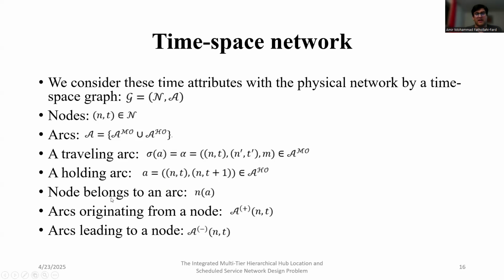Another very conventional concept is that we can define the arcs originating from a node using this notation, A plus (n, t), and for the arcs leading to a node we can define it as A minus (n, t). And to also explain that if a node belongs to an arc, we can use this notation.